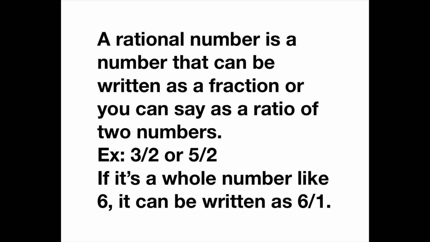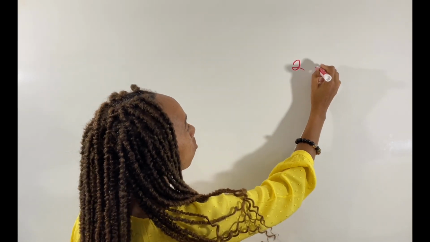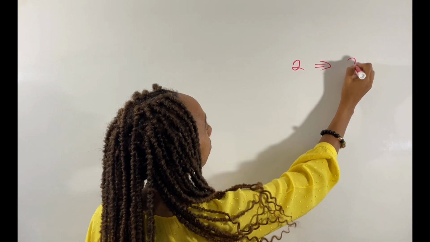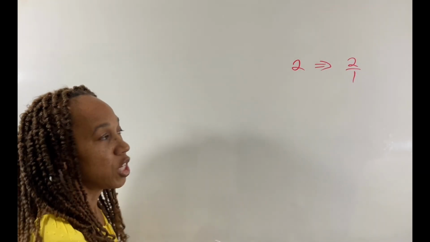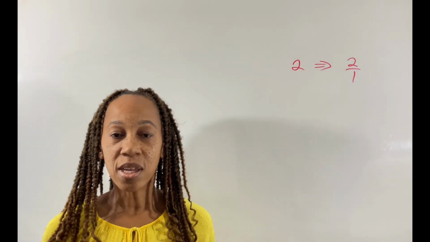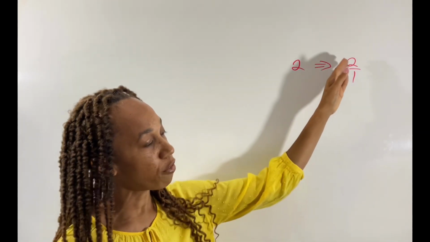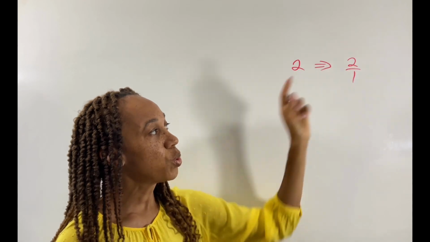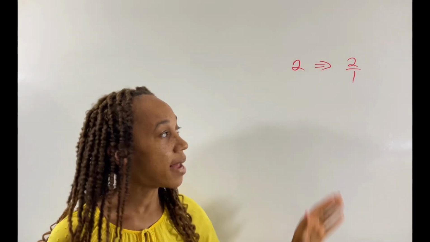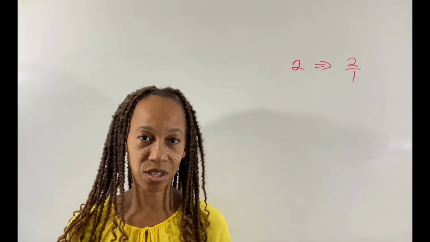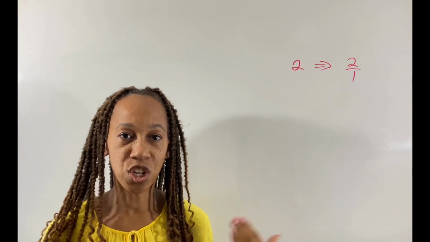Now, a rational number is simply a number that can be written as a fraction. And if you even have a whole number such as 2, you can write that 2 as a rational number, which would be 2 over 1. So a rational number is sometimes referred to as a ratio of two numbers, meaning a ratio of 2 and 1. You will notice here that 2 is in the numerator and 1 is in the denominator, and that is what makes it a rational number.